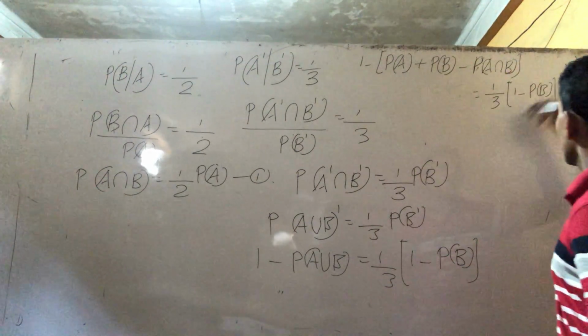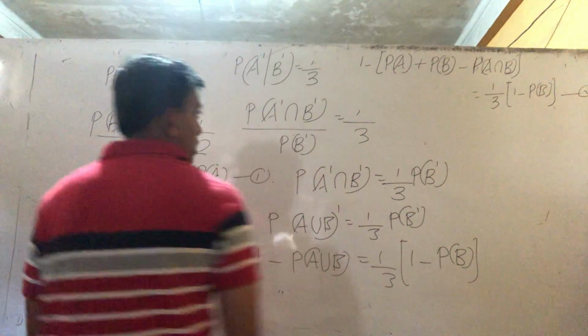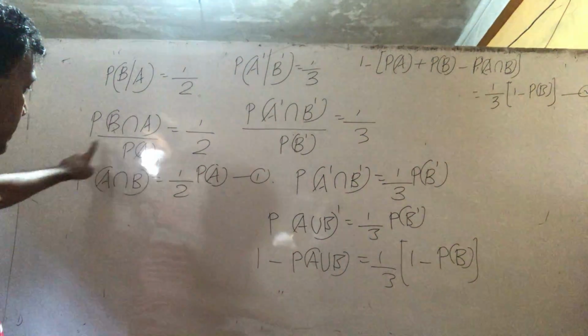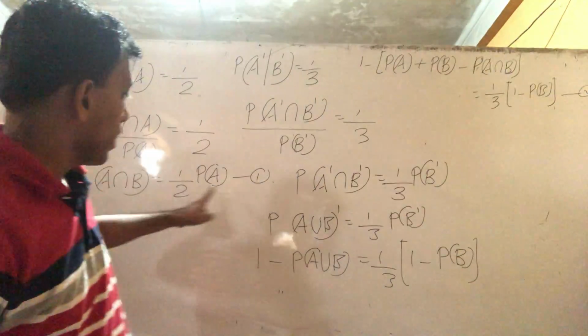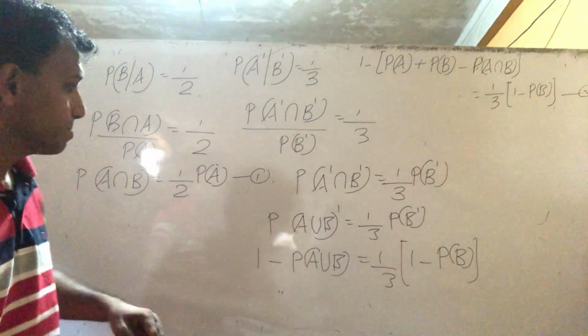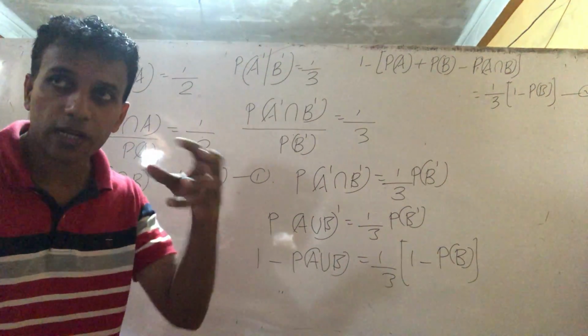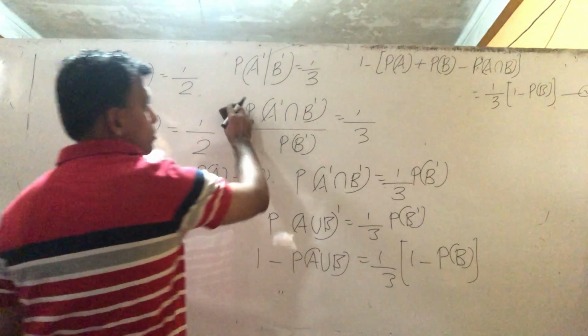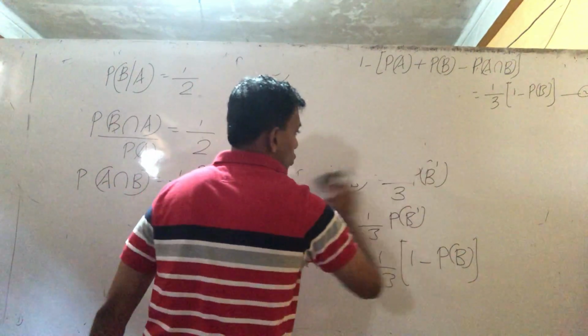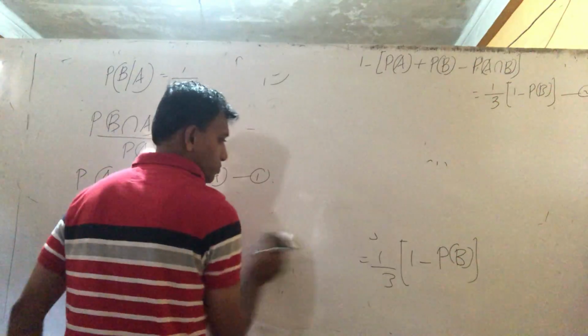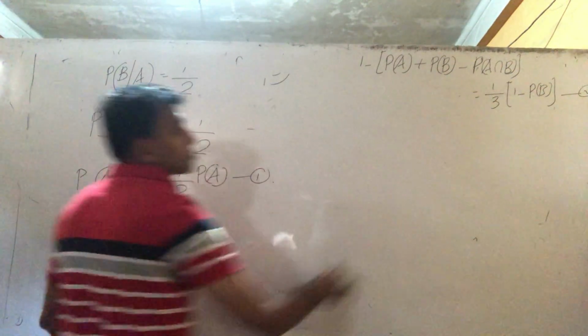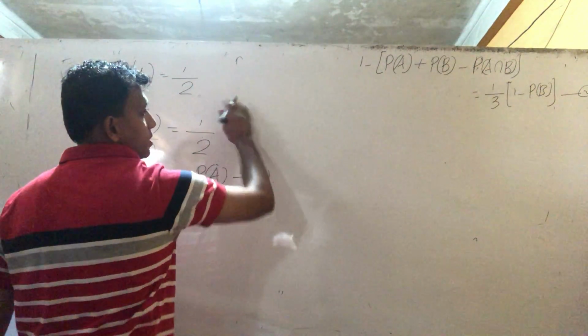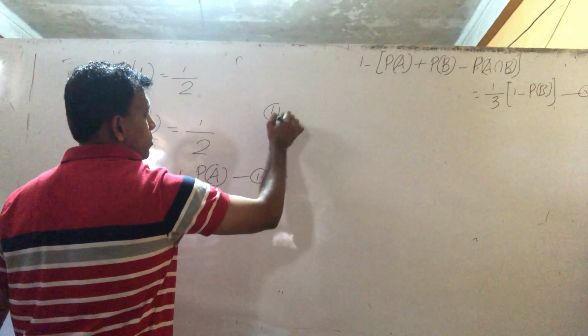Okay, say my second equation. Here you have the answer. Now put A intersect B as half PA, because in the answer there is no A and B intersection. So connect equations 1 and 2.